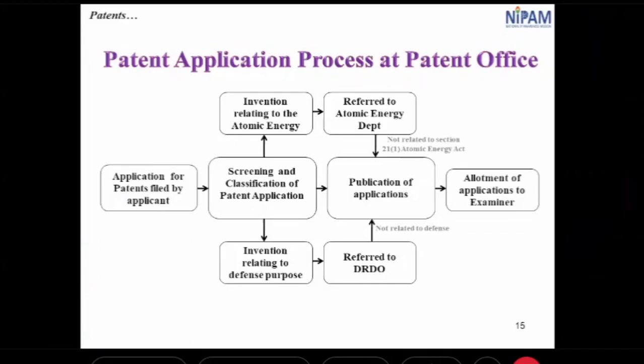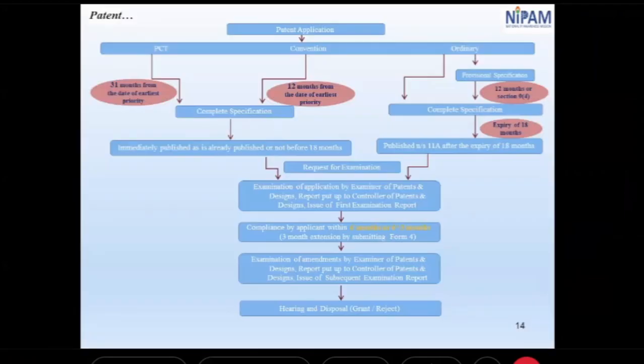Suppose you want to file a patent application. So, first, you have to prepare a draft application.